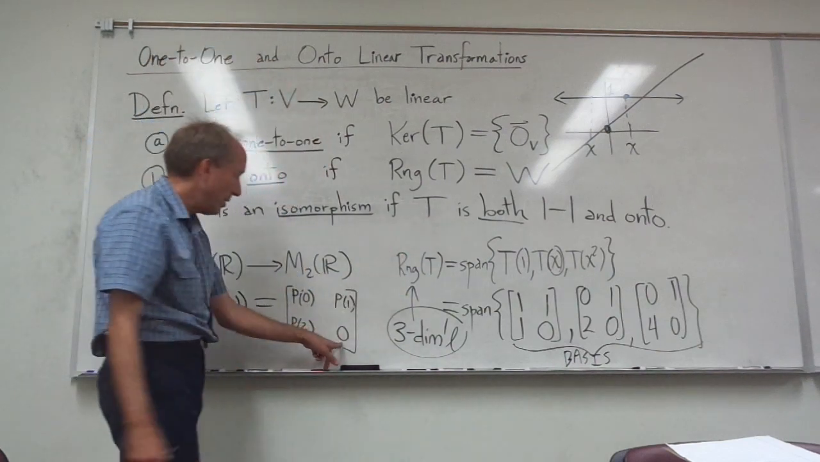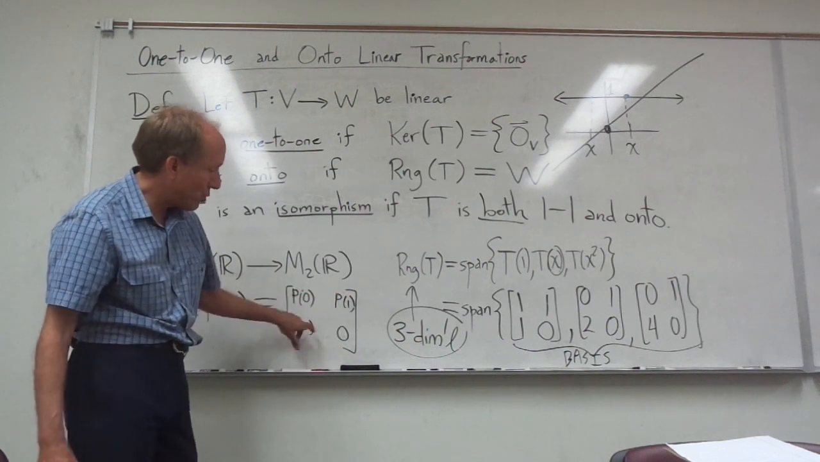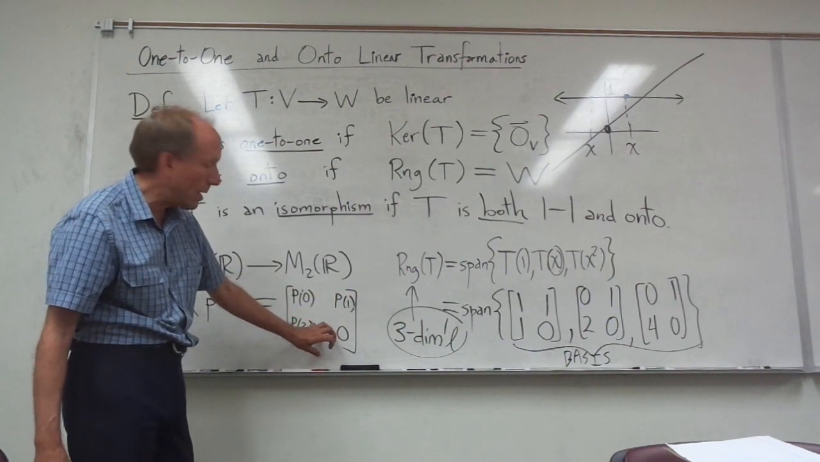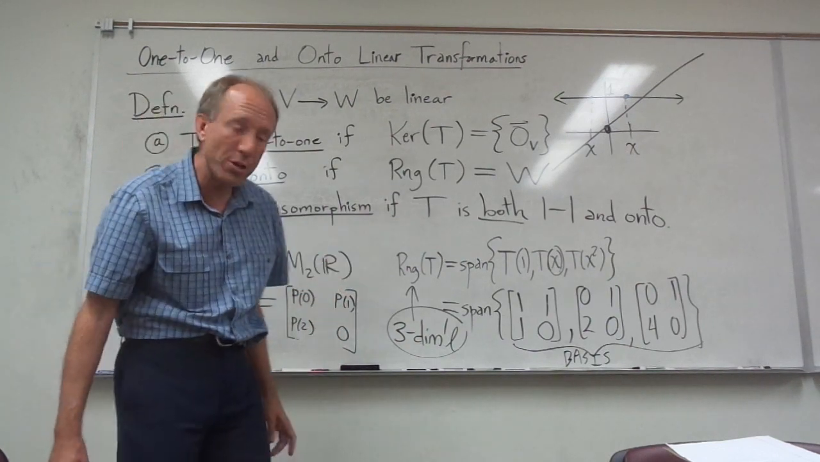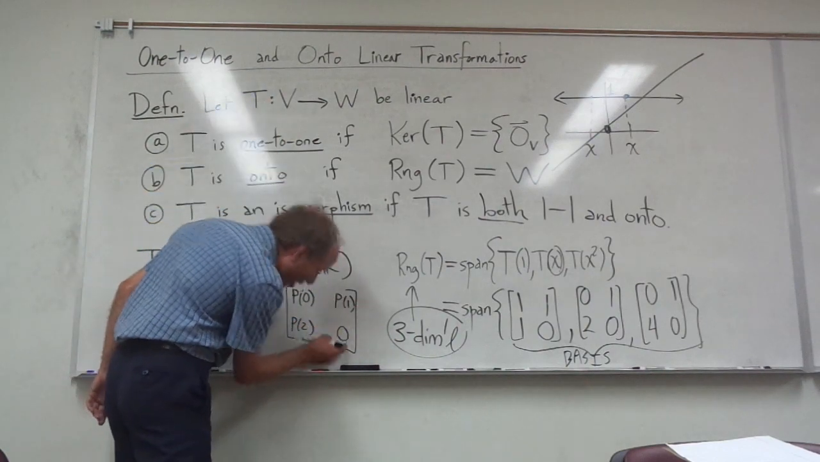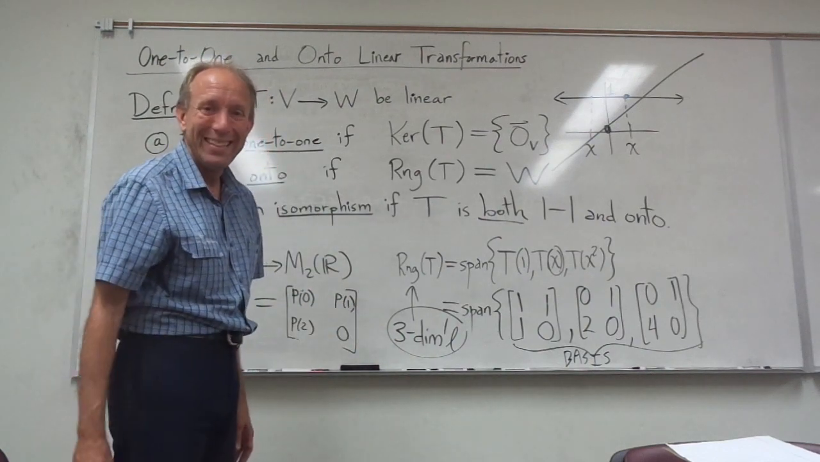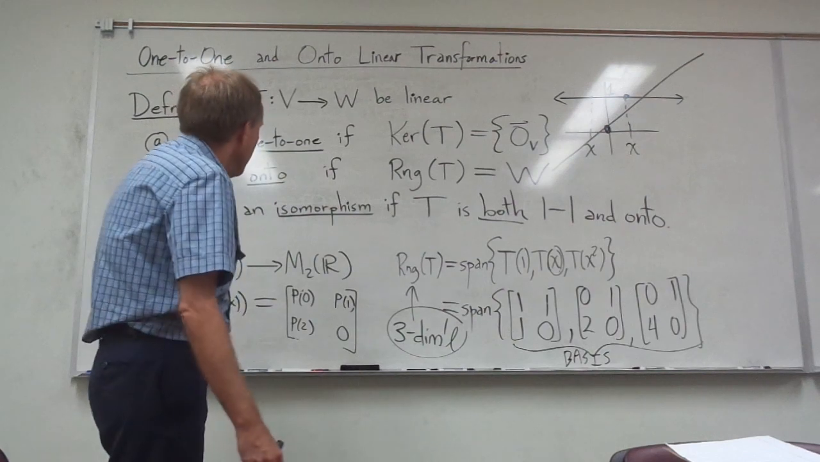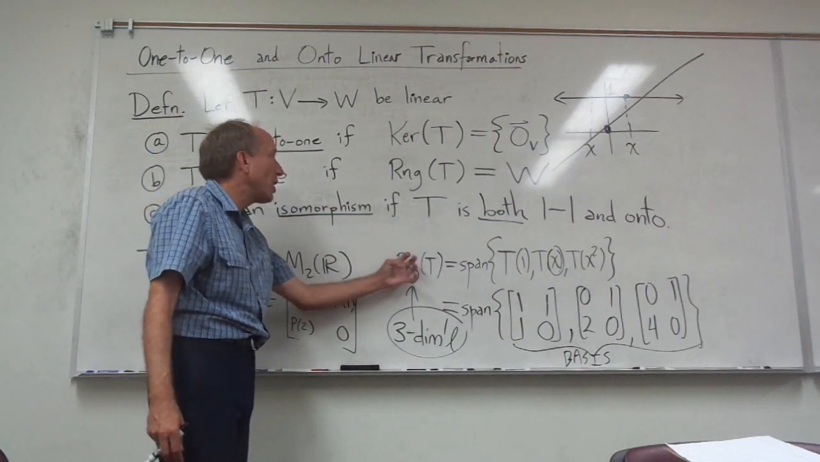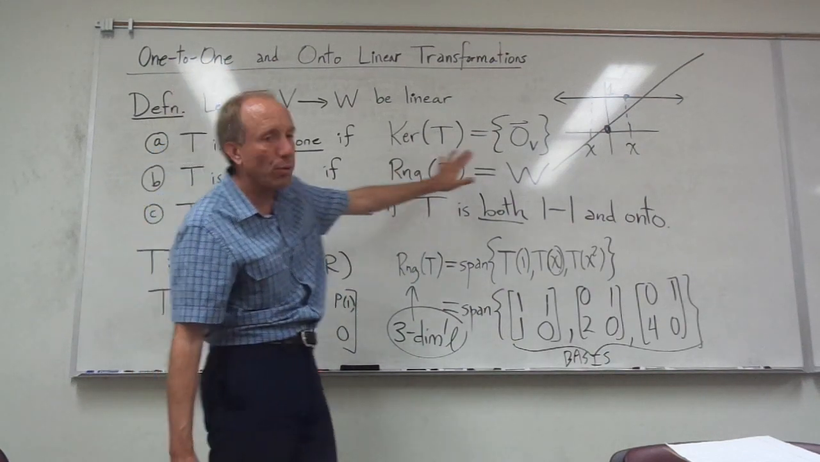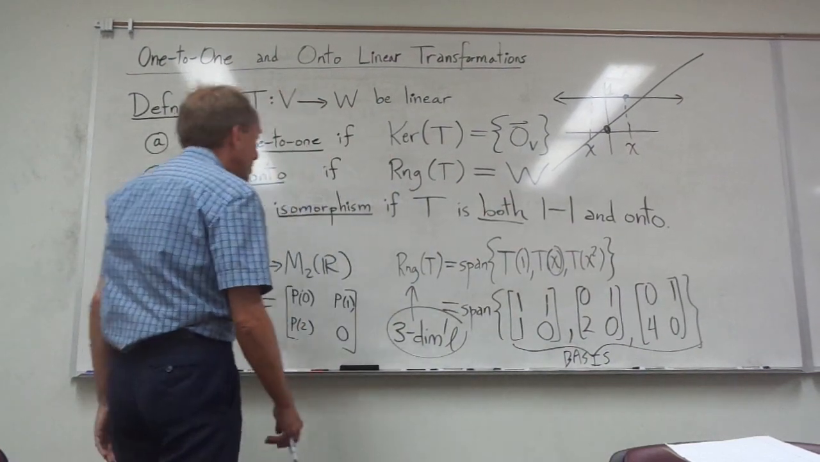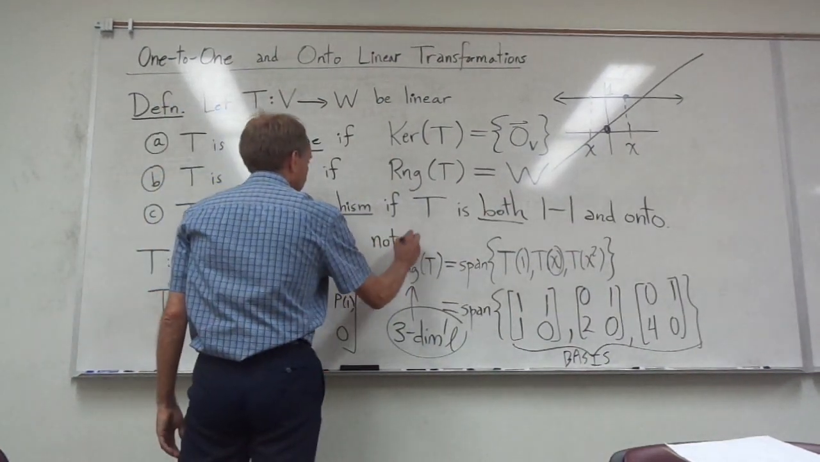You can kind of see that the outputs of this transformation would not give you every 2 by 2 matrix, because the lower right corner is always a 0. Right? So the range comes up short. It does not equal W here, and so this is not onto.